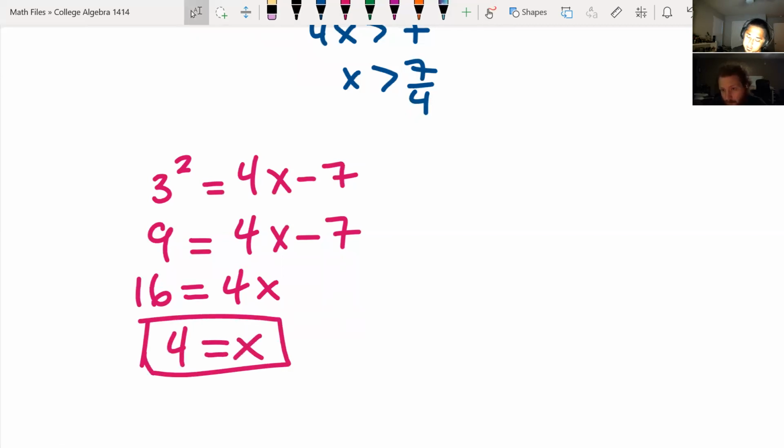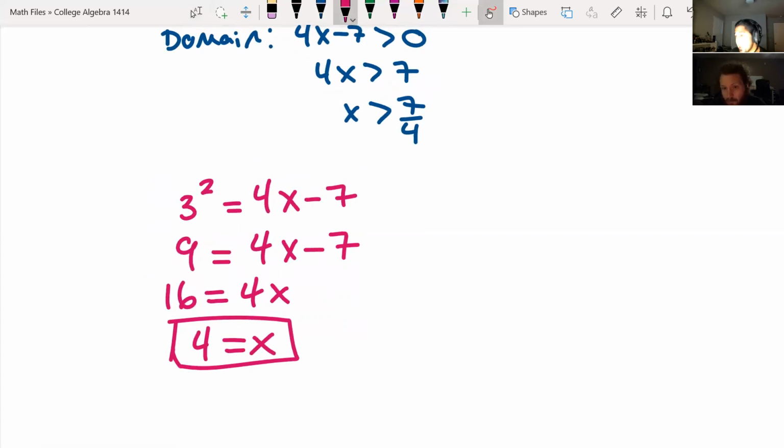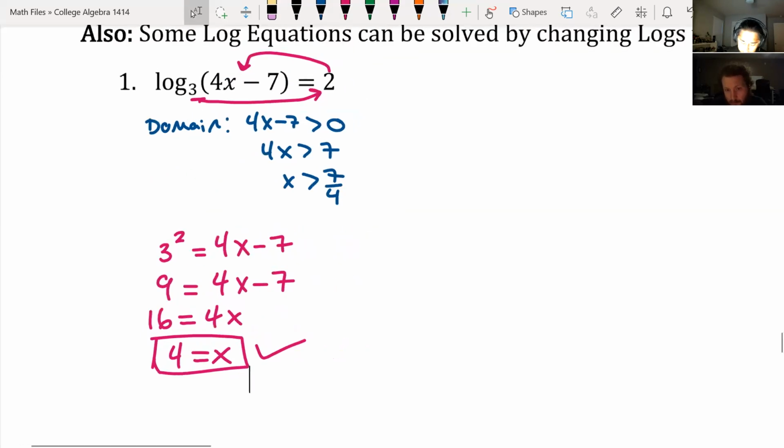Now, is 4 greater than 7/4? Yes. So good. This solution checks out. If it didn't fit in the domain, then it would be considered extraneous. Okay. All good on that one?